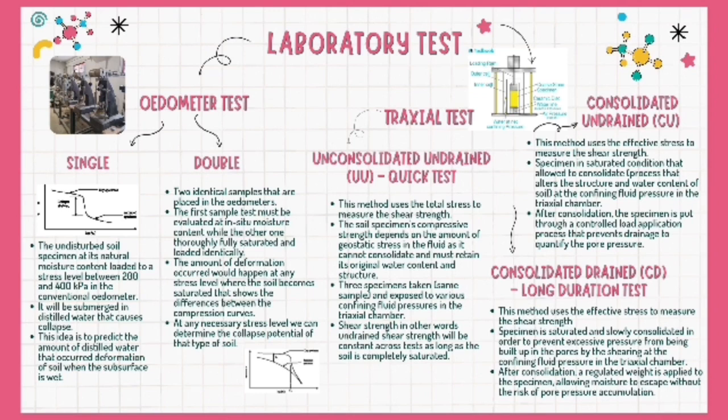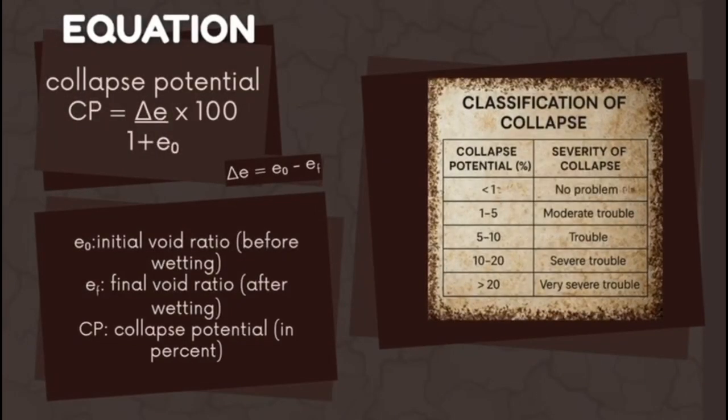The last one is consolidated drained, CD. It is a long duration test, just like I mentioned before. This method uses effective stress to measure the shear strength, just like before. The specimen is saturated and slowly consolidated in order to prevent excessive pressure from building up in the pores by the shearing, at the confining fluid pressure in the axial chamber, just like before. After the specimen goes through consolidation, a regular weight is applied to the specimen, allowing moisture to escape without risk of pore pressure accumulation.